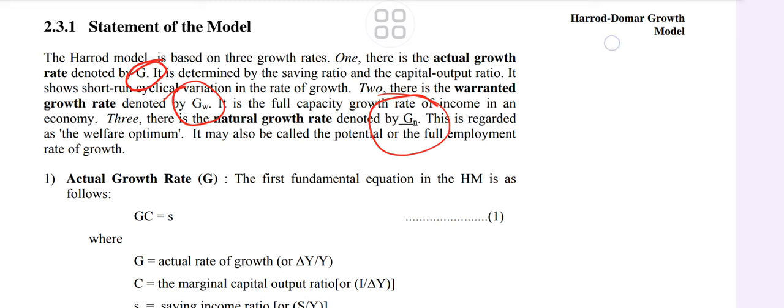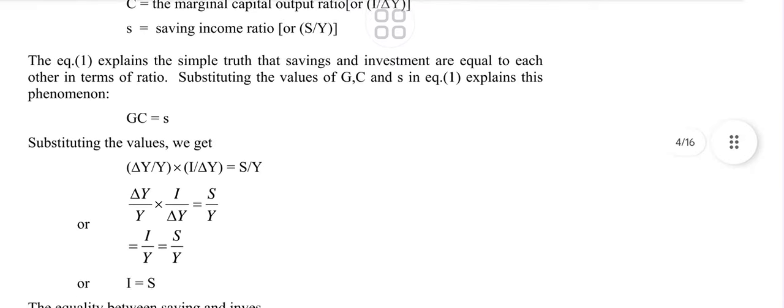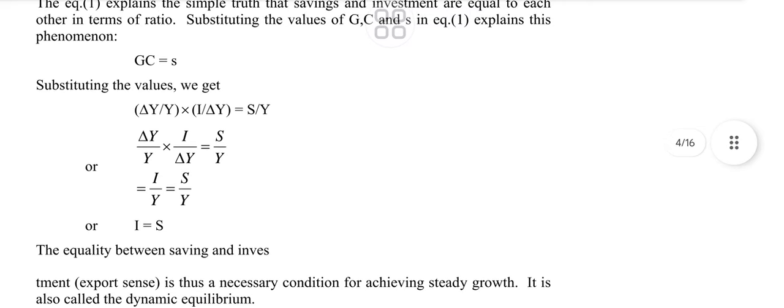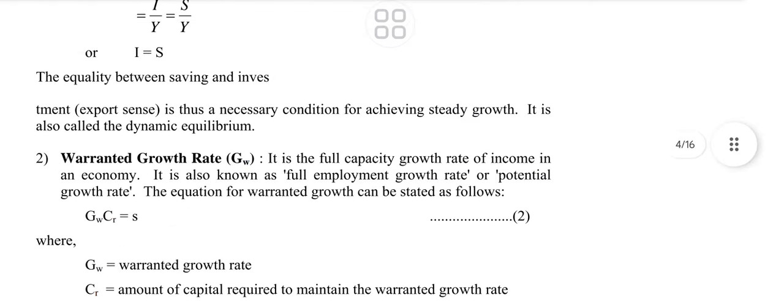So first, actual growth rate: GC equal to S. This is the first equation, where G is the actual rate of growth, C is the marginal capital output ratio, and S is the saving income ratio. And GC equals S because G is nothing but del Y by Y, C is I by del Y, and S is S by Y. Okay, so the equality between saving and investment.